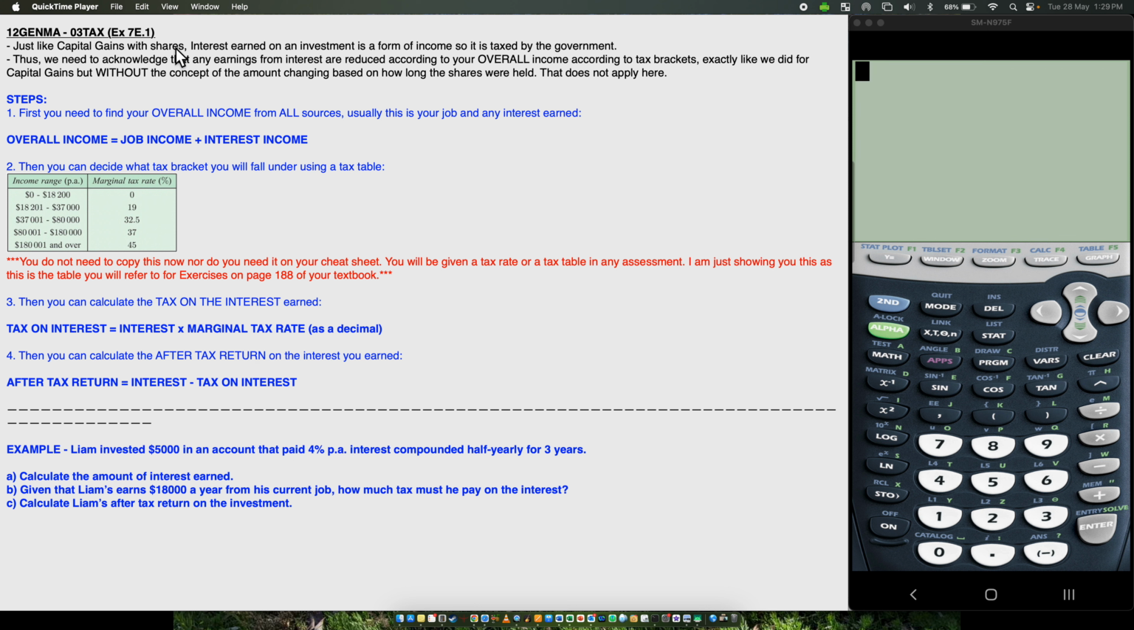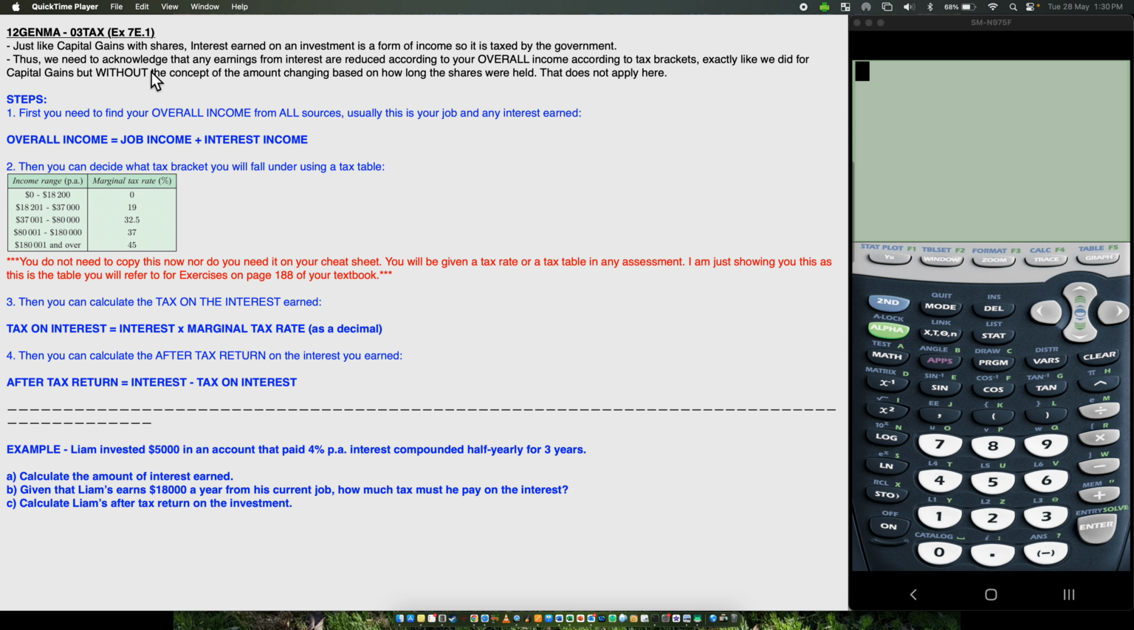We did capital gains. Just like with capital gains, interest earned on an investment is a type of income, so the government's going to tax it. Thus, we need to acknowledge that any earnings from interest are reduced according to your overall income, according to tax brackets. Exactly like we did for capital gains.